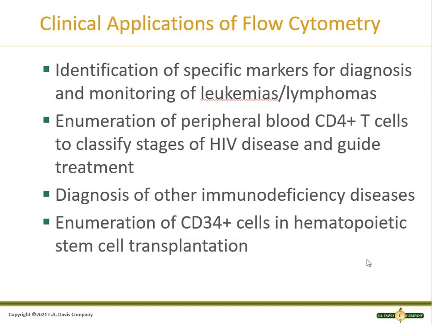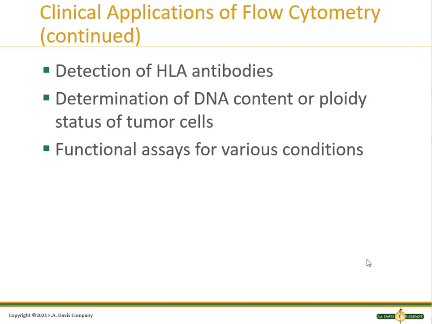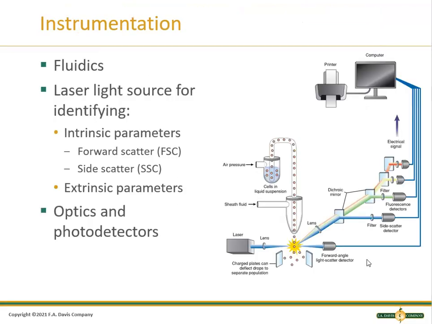So anyway, that's one of the things. Another one is for any immunodeficiency diseases, so we can look at the different types of T cells and B cells to do that. And it's good for stem cell transplants, because we'll enumerate how many stem cells are in the stem cell transplant, and the CD marker for stem cells is CD34. We can also use it to detect HLA antibodies, which makes it really easy. We can use it to determine the DNA content in tumor cells. So a whole bunch of different things can be done.